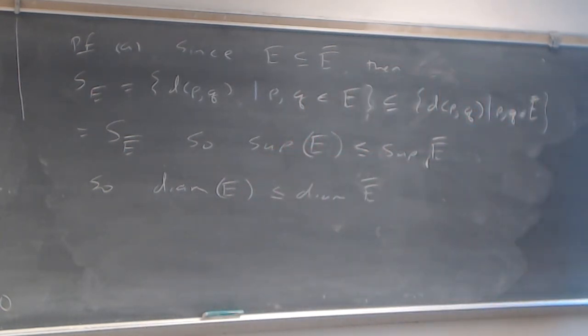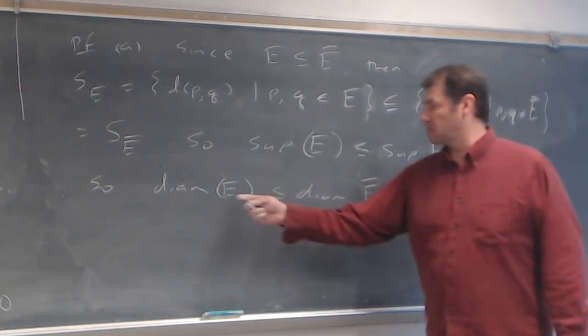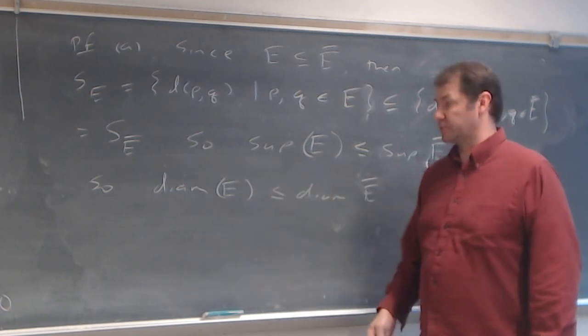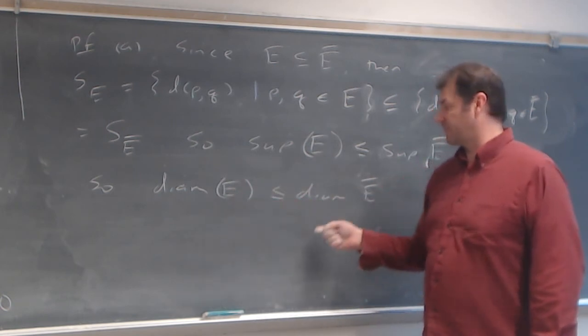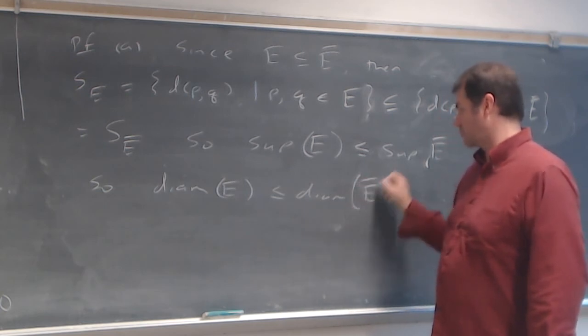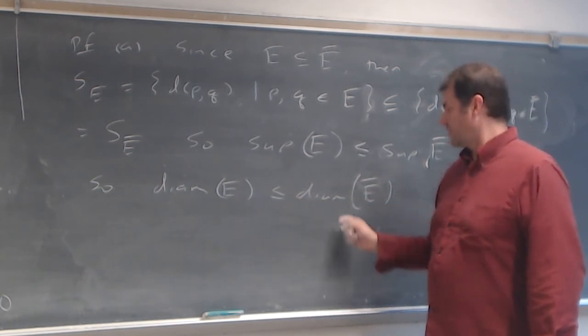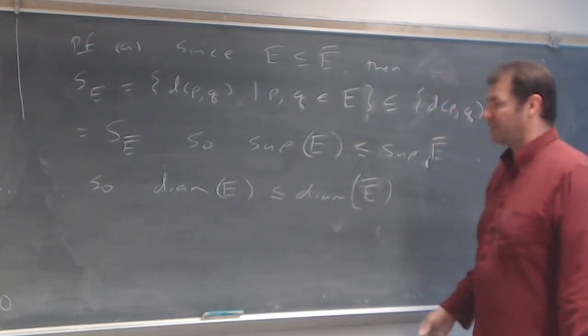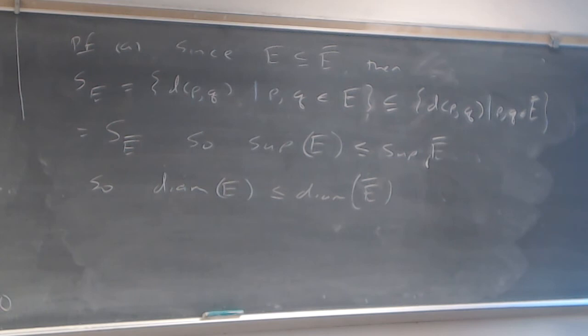So the way we're going to try to prove that these diameters are the same is we're going to show one of them is less than the other, and then we're going to show that the other is less than the first. So right now I have the diameter of E is less than or equal to the diameter of E closure. We need to show the reverse, that the diameter of E closure is less than or equal to the diameter of E. Therefore, they must be the same. That's what we're working on.